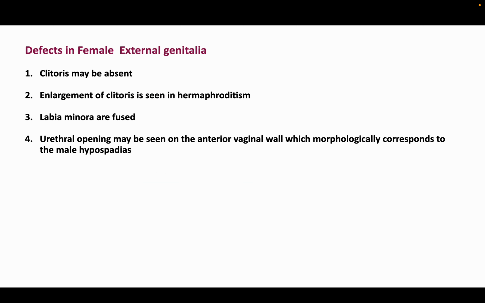Now coming to the defects in female external genitalia. The clitoris may be absent. Enlargement of the clitoris is seen in hermaphroditism. The labia minora are fused. Then a urethral opening may be seen on the anterior vaginal wall, which morphologically corresponds to male hypospadias. So this is all about the development of the male and female external genitalia along with the defects.